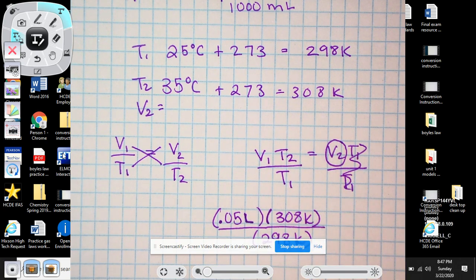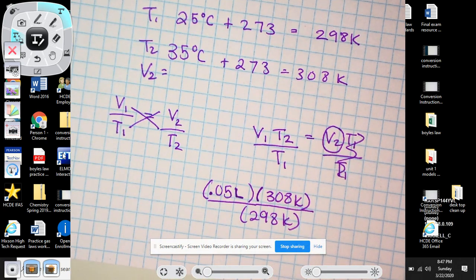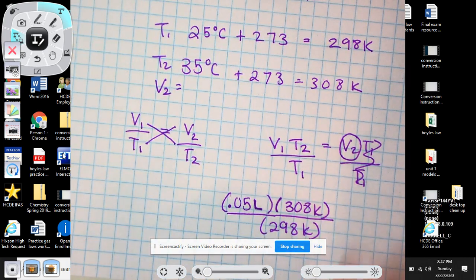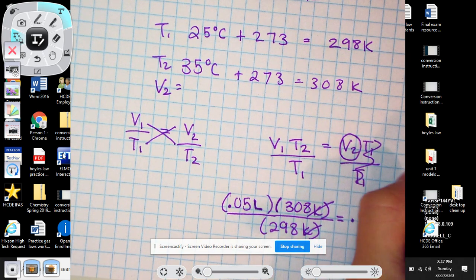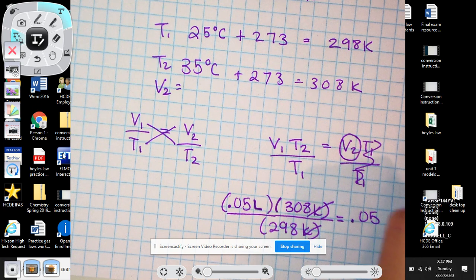You will notice that at this point, I cannot do any math. There's nothing I can do with this math until I cancel those units. Kelvin is now canceled. Now I can do math. So 0.05 times 308 divided by 298 gives us 0.05 and liters. So it looks like the volume stayed the same, unless I did bad math.